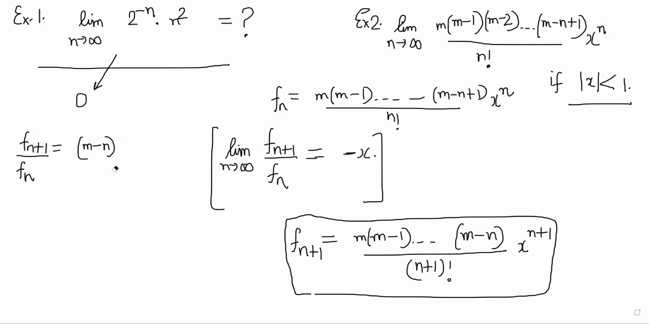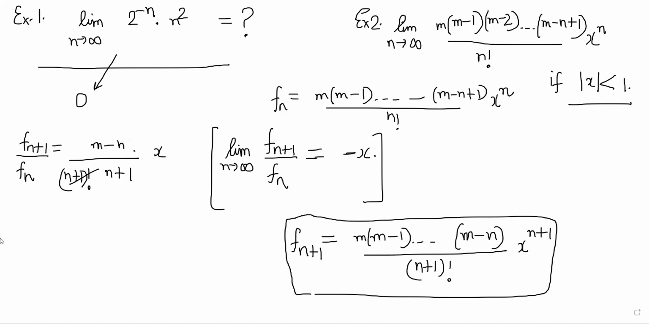You will get this part on top, divided by n plus 1 factorial. All of the terms will get cancelled. Sir, but m minus n, except m minus n plus 1... the same. So it will simply be that n factorial will cancel with n plus 1 factorial. So you'll get m minus n by n plus 1 into x.